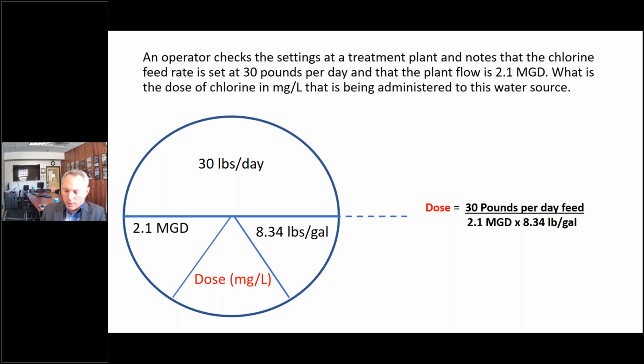So that can become a handy tool, that pie chart. And what we get is a dosage of 1.71. So we might have been measuring a residual of 1.5, for example, but we really didn't know what our dosage was until we did the calculation.